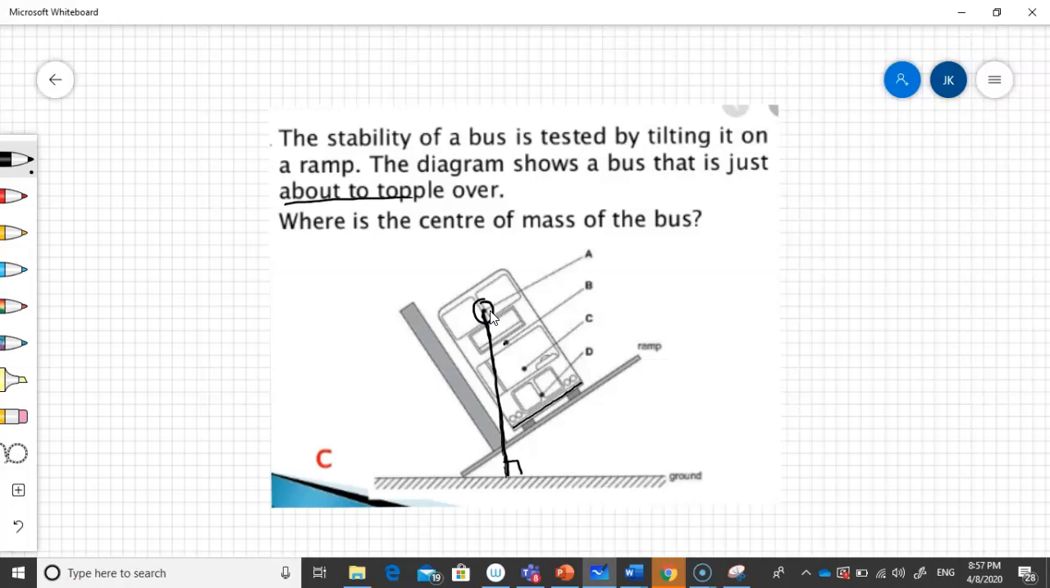So this is not the point, because it says about to topple over, which means the line we draw will be exactly at the corner, at the edge of the base. So this will be the answer. The point B is the answer, because when you draw a 90-degree line to the base, it passes through the edge of the bus, so it is about to topple over.